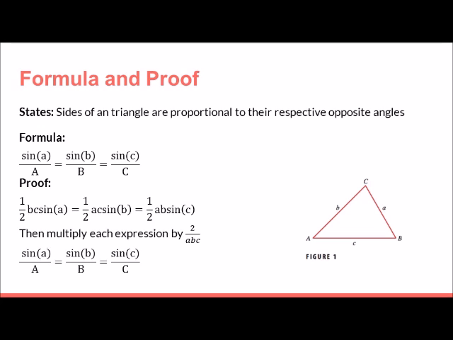The proof is fairly simple. Using the formula for the area of a triangle, using all three sides, you get 1/2 bc sine of angle A is equal to 1/2 ac sine of angle B is equal to 1/2 ab sine of angle C. If you multiply each area by the expression 2 over abc, you'll be left with the formula shown above.